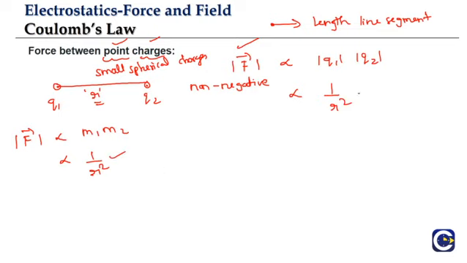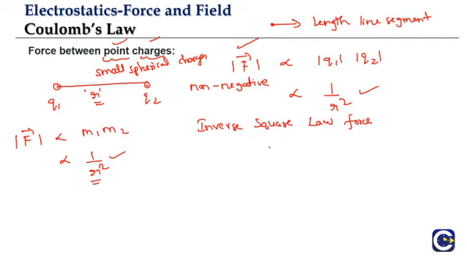Even when we go to the magnetic force, there also we will see that it will be an inverse square relation in terms of the distance. That is the reason why all these forces are also called inverse square law forces. That is a common feature between these three fundamental forces.